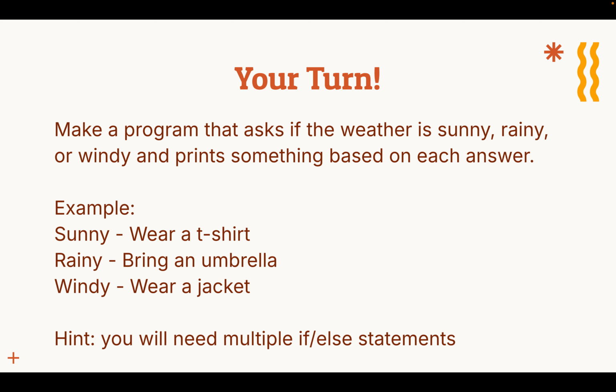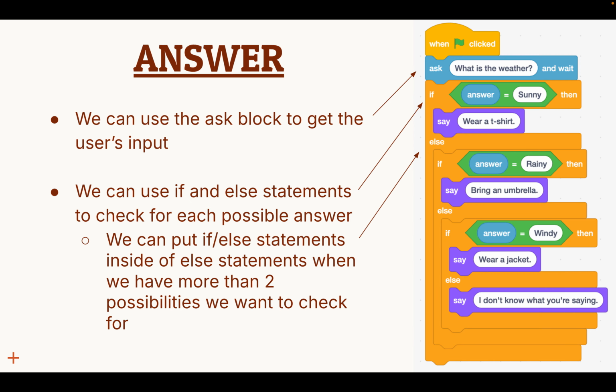Okay, I'm assuming you guys took a little bit of time to work on this project. Let's go over the answer. We can start off the program with the when flag is clicked block, and then we can use the ask block to get the user's input. And we can ask the user what is the weather. Then we can use if and else statements to check for each possible answer.